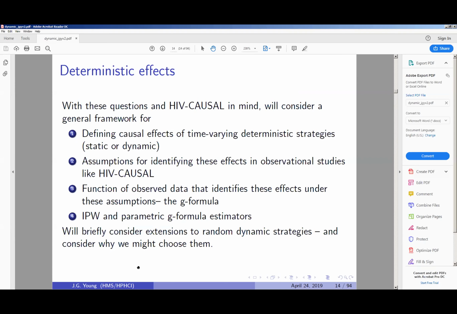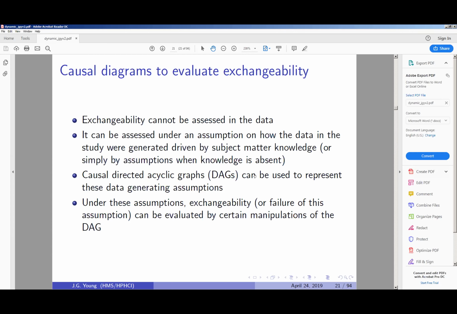and different assumptions can be considered. These assumptions can be represented graphically using causal directed acyclic graphs, or DAGs. Under these assumptions, in other words, under the assumptions of the DAG, exchangeability can be evaluated, read off the graph by certain manipulations of the DAG. So here's just an example.